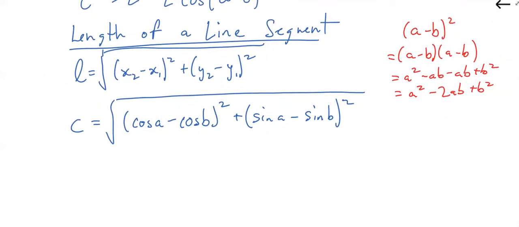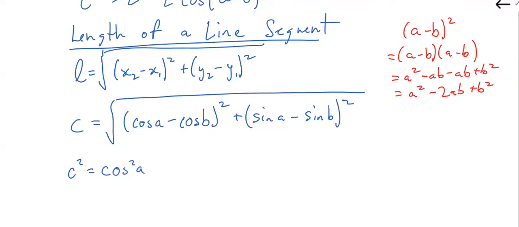So let's give this a try. If I square both sides, I get C squared equals cos A minus cos. Just go with me, you should be able to look at this and follow this after. So it's A squared. What's my A? It's cos A. So it's cos A squared, which we write like this, cos squared A.